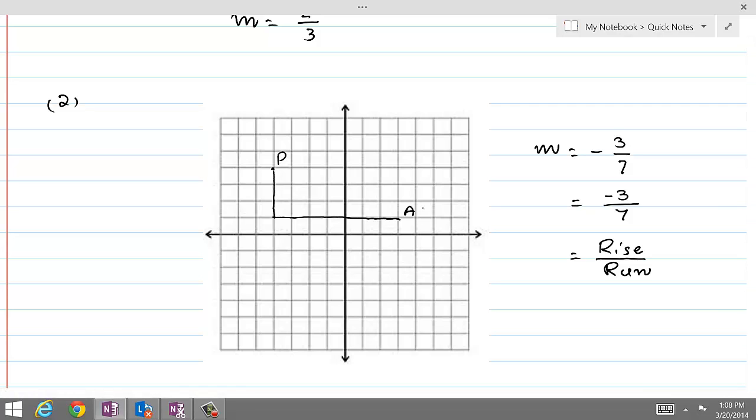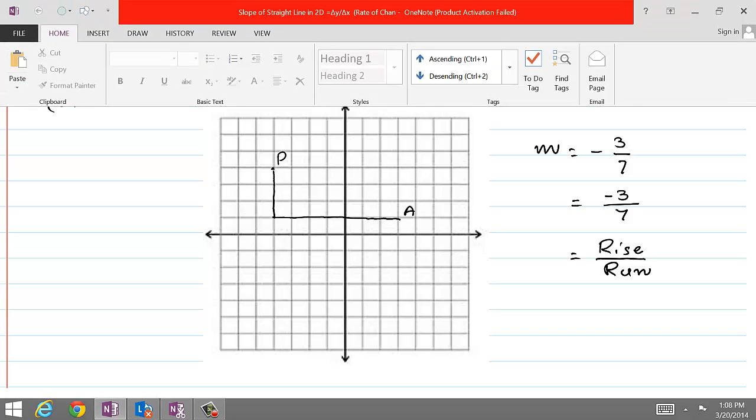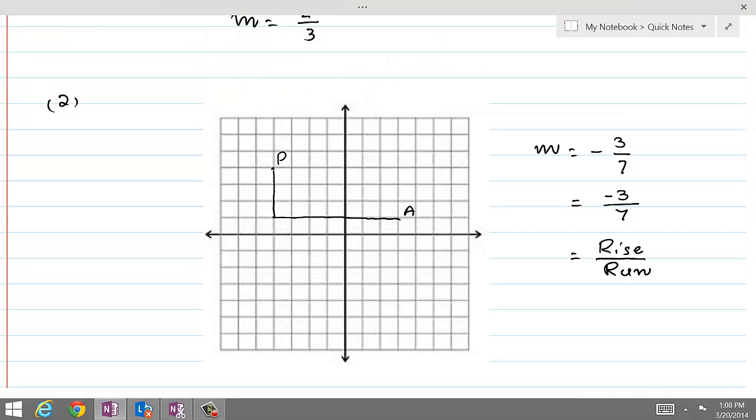Now, the line passing through point A and P is the required line. So we can estimate, if we had a ruler, we could draw the line. Otherwise, we can simply draw the line here. This would be the line passing through point A and continuing to pass on the other side as well. So this would be the required line.